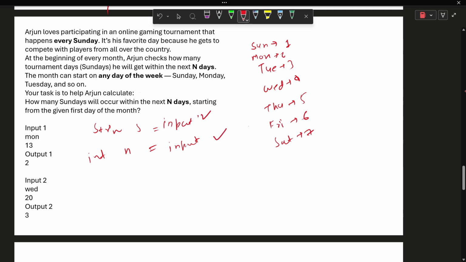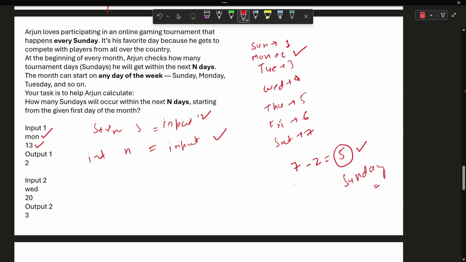Now how can we solve it basically? Let's see. There is an integer value n. If the month starts with Monday, what is the value of Monday? 2, and the total days is 13. Oh, actually, sorry, not 13 minus 2. There are a total of 7 days in a week. If we do 7 minus 2, it is 5. Now on the fifth day, it will be Sunday.